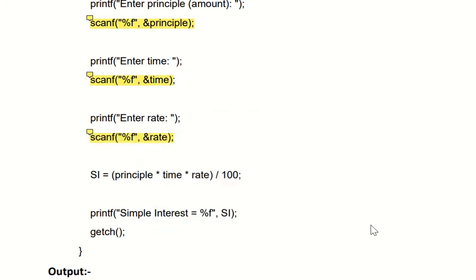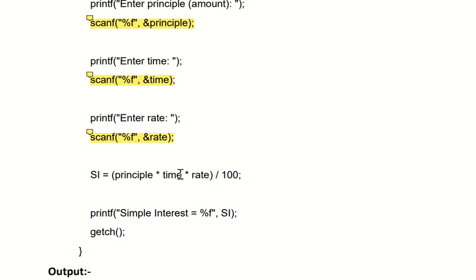The formula for simple interest is principal multiplied by time multiplied by rate in one bracket, and then divided by 100. So basically 50,000 into 2 into 5.8. Whatever answer we get, we are going to divide that answer by 100. That is what we get as simple interest. Then printf simple interest equal to, and we are printing the answer of simple interest. Then getch and close the bracket.